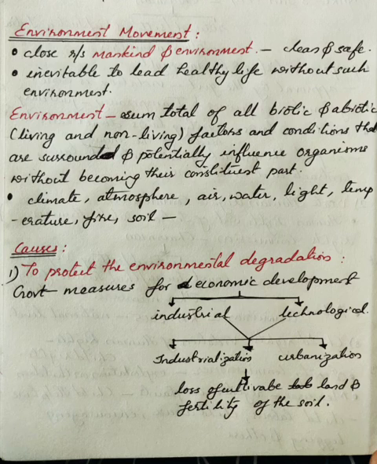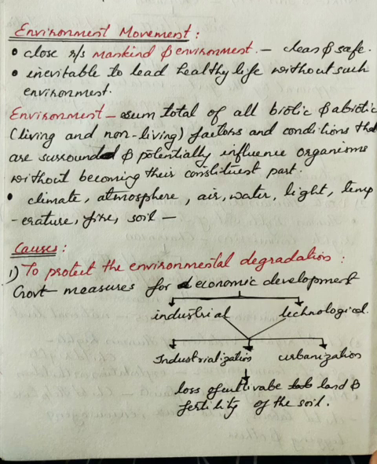Environment degradation has started. So let's know what is environment. This environment is the sum total of all biotic and abiotic factors. Abiotic in the sense it includes living and non-living factors. So environment is the sum total of all biotic and abiotic factors and conditions that surround and potentially influence organisms without becoming their constituent part. It includes climate, atmosphere, air, water, light, temperature, fire, soil and the like.